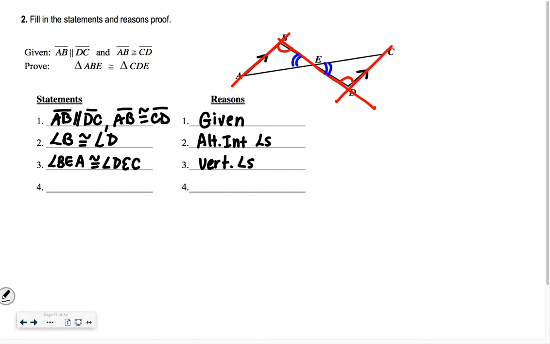So then our last step is, oh, ABE is congruent to CDE by angle, angle, side. I forgot my side right there. Maybe I should draw that in. I drew it in before, but forgot it the second time. Does that make sense? Okay.